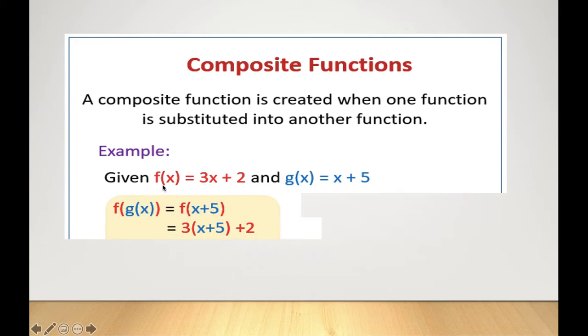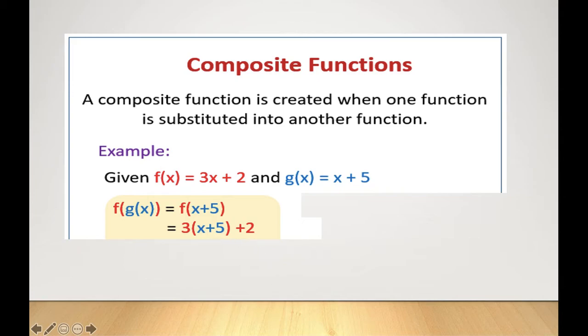As per the question, f of x is 3x plus 2 and g of x is x plus 5. So f of g of x means the input g of x, which is equal to x plus 5, will be substituted into f of x. Here, this x will be replaced by g of x. So instead of this x, you will write x plus 5, that is g of x.